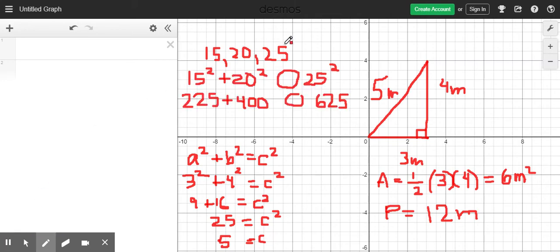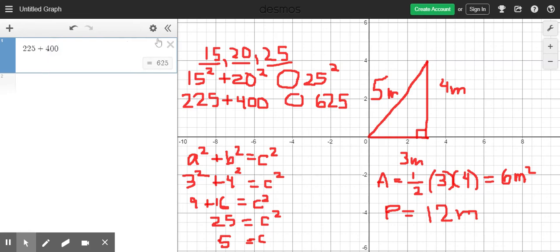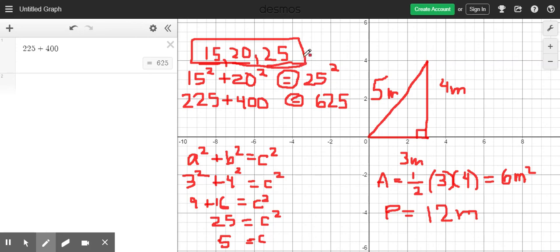Okay, so if we look at possible side lengths of a triangle, 15, 20, and 25, we can tell if this is a right triangle by plugging them into the Pythagorean theorem and seeing if it comes out true. So 15 squared is 225, 20 squared is 400, 25 squared is 625. So let's just type this into Desmos. 225 plus 400 is in fact 625. So we would say this is equal, and therefore these side lengths would form a right triangle. So the answer would be yes.